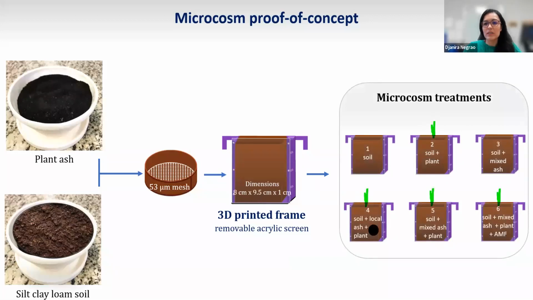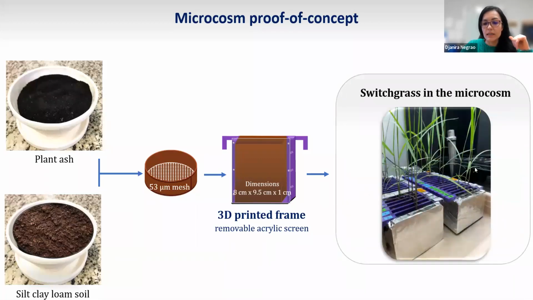And we designed it for this experiment with 6 treatments, where I use only soil and plant, and soil and ashes mixed in the whole soil. And then I used local ash to see if the plant will respond differently to mixing or not. And I used here mixed ash with plant, and mixed ash and plant with a commercial inoculum of arbuscular mycorrhizal fungi. And then this is how the microcosm looks.